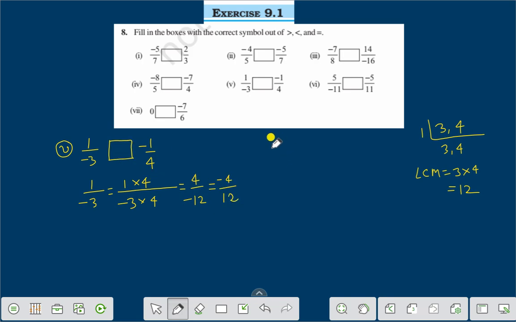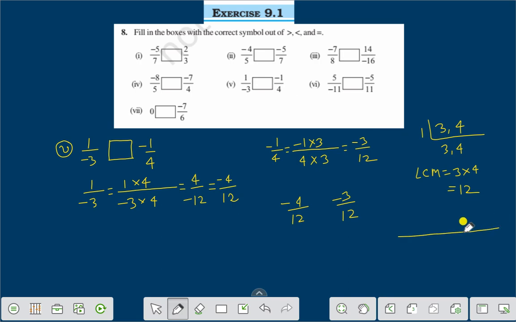Now the number is minus 1 by 4. If we divide the LCM 12 by 4, you will get 3. Therefore, you have to multiply the numerator and denominator by 3. That is 4 into 3 and minus 1 into 3. This is minus 3, and 4 into 3 is 12. Now compare minus 4 by 12 and minus 3 by 12.